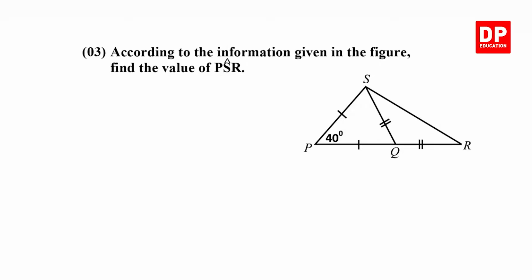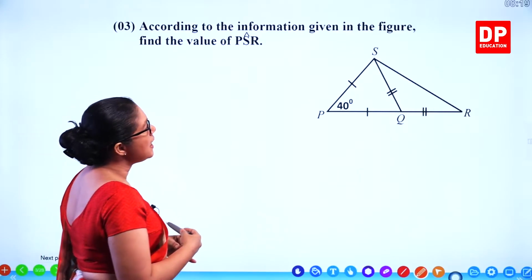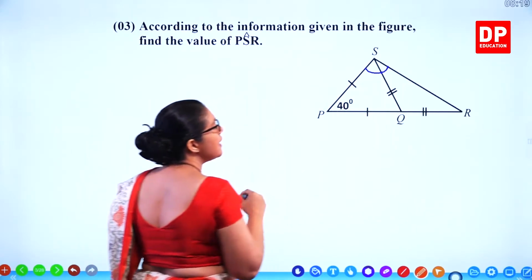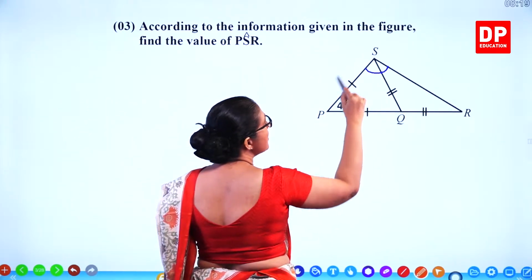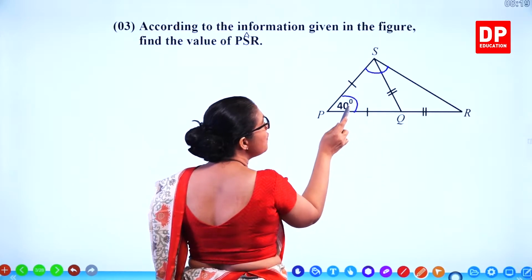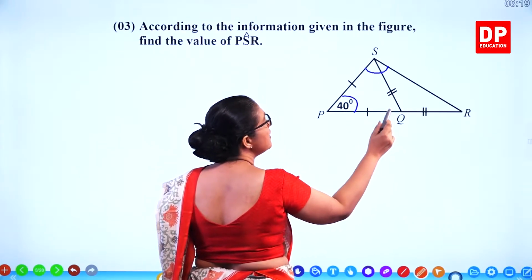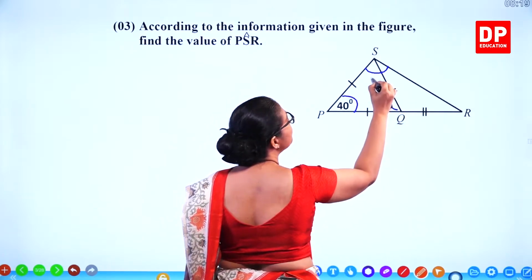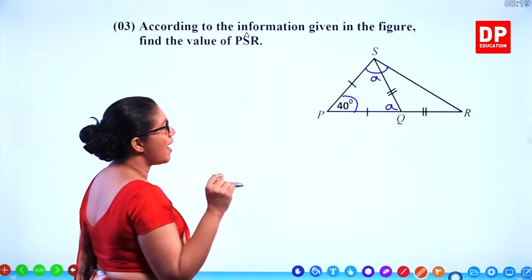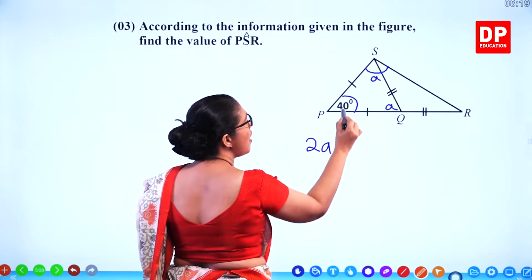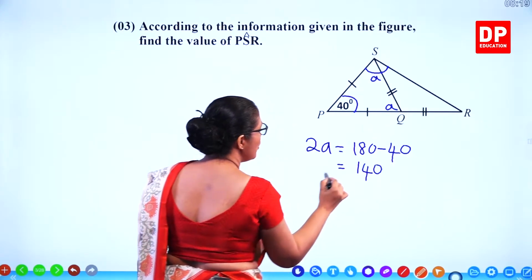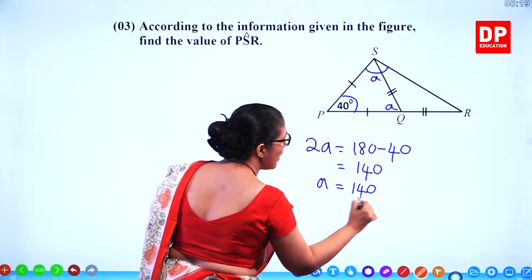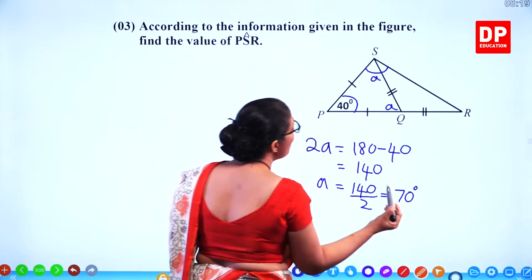Question number 3. According to the information given in the figure, find the value of PSR. You have to find out the big angle here. How do we do that? Look carefully. In the PSQ triangle, this is 40. If this is 40 and this is an isosceles triangle, how can we find out these two? If it's A and A, you can write 2A is equal to 180 minus 40. So 140 there. When you divide by 2, you get 70 degrees. So now we found out this is 70.